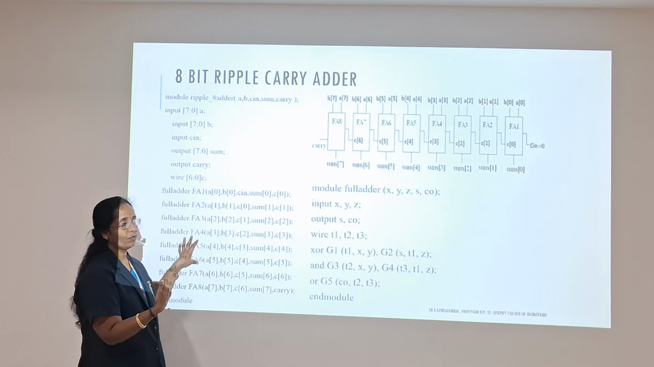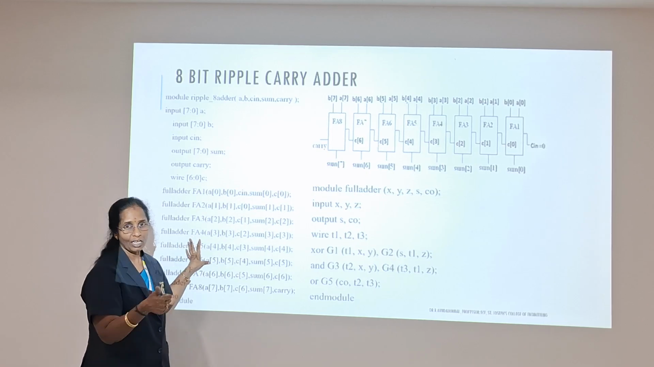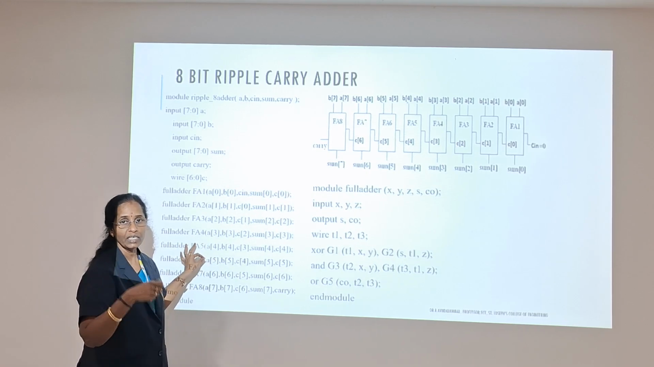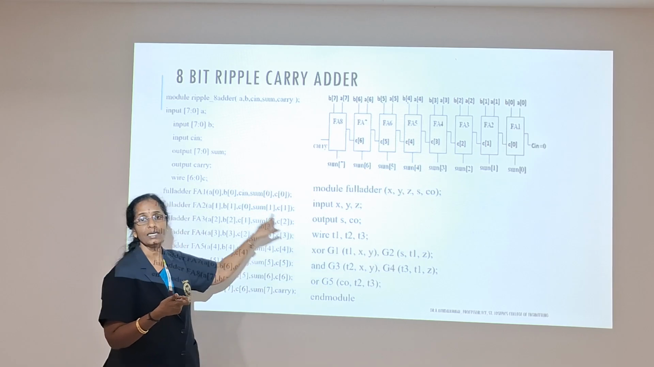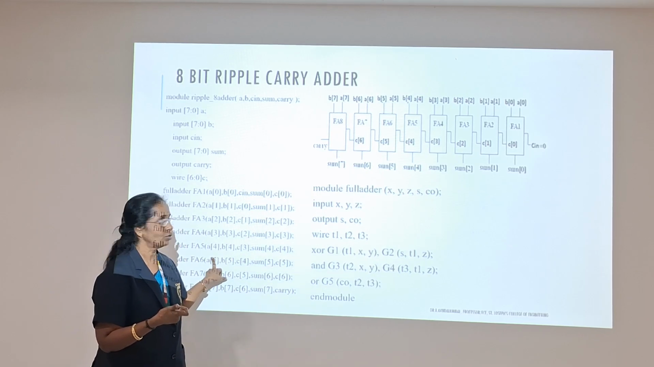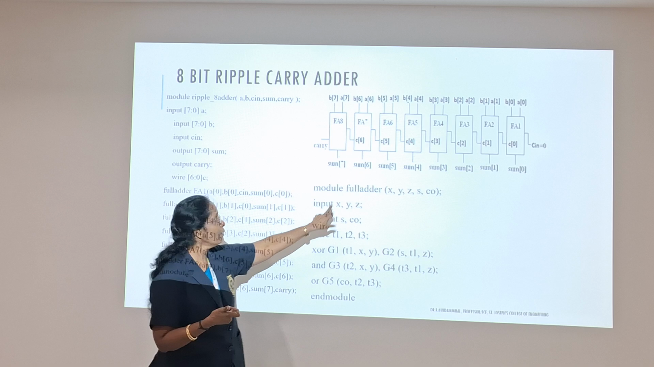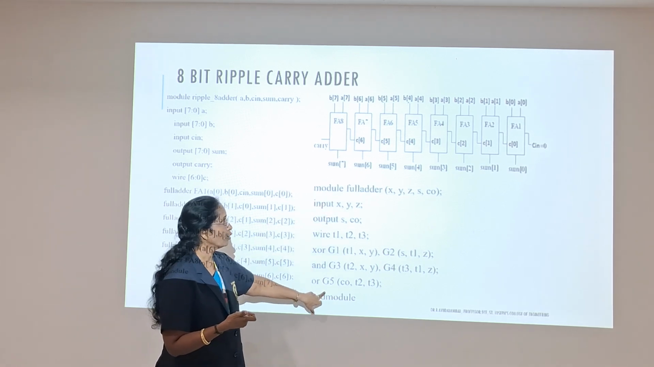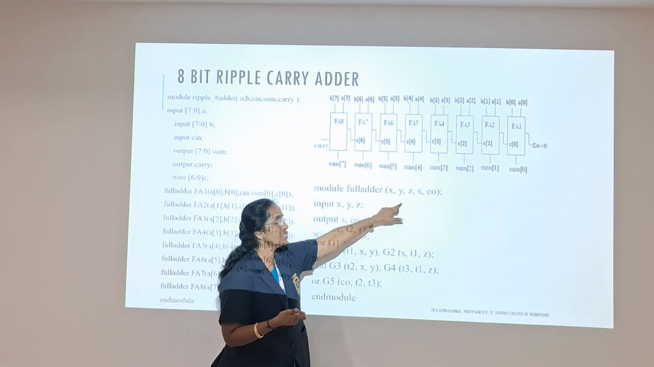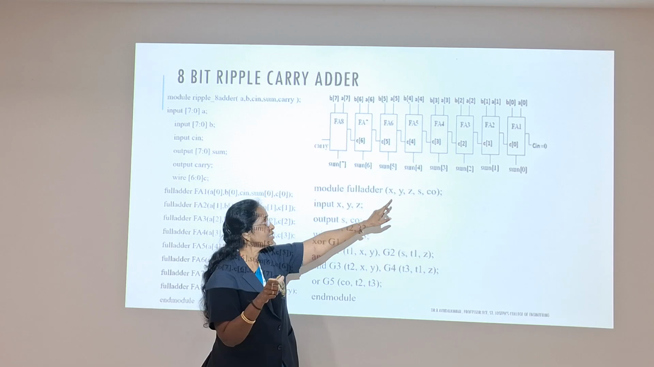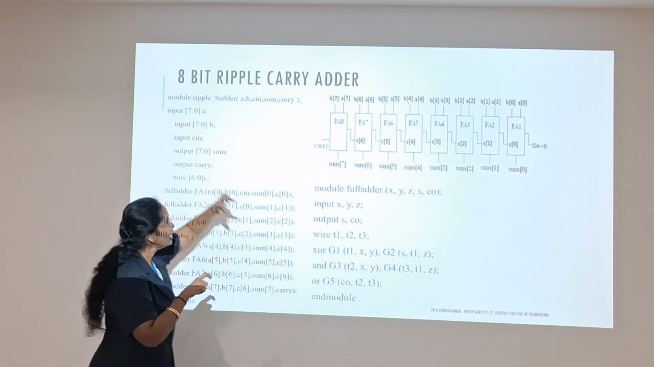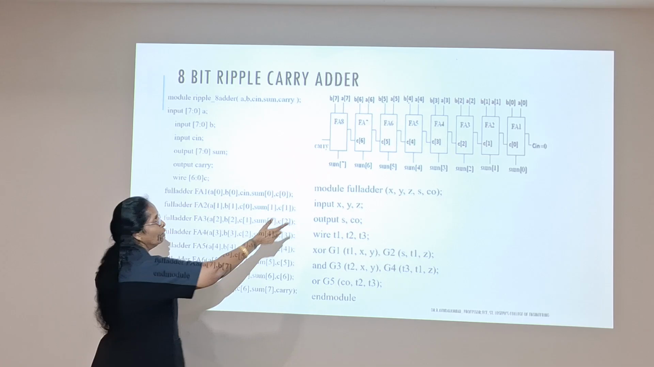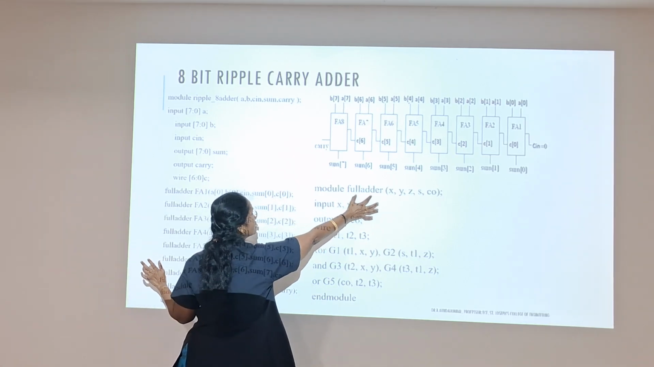Now we will see the code for it. Another important thumb rule is that whatever variables we used in the basic instance should not be repeated in the main program, the main module. So in this full adder, in the basic module, I have taken X, Y, Z as my inputs, and S and C as my sum and carry. So in the main program, and one more thing, what is the name I have given here? It is full adder.